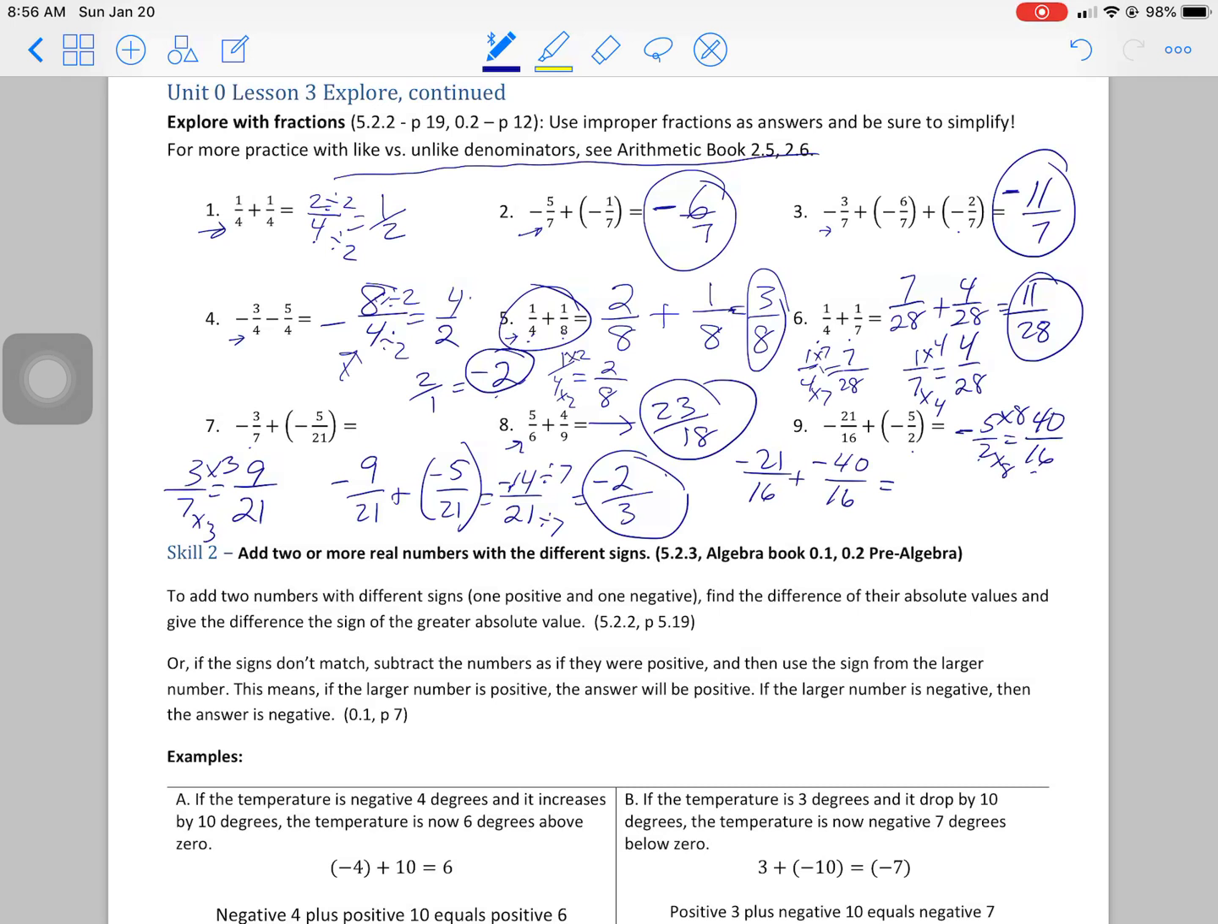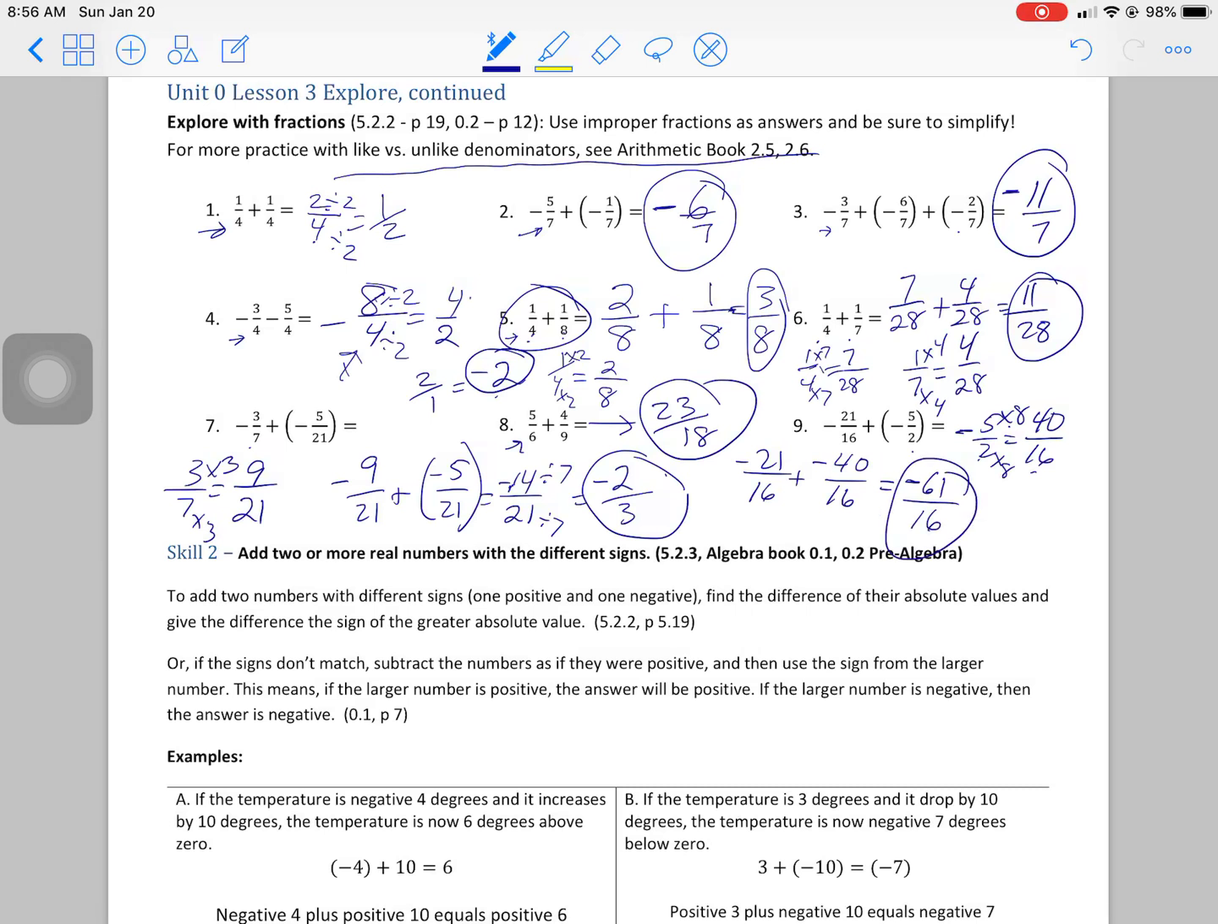See how we had to do that? The 2 needed to be turned into a 16. So 2 times 8 is 16. 5 times 8 is 40. Now I have denominators that are the same. They're both negative. My final answer is negative. I add these two together and I get a 61 over 16.